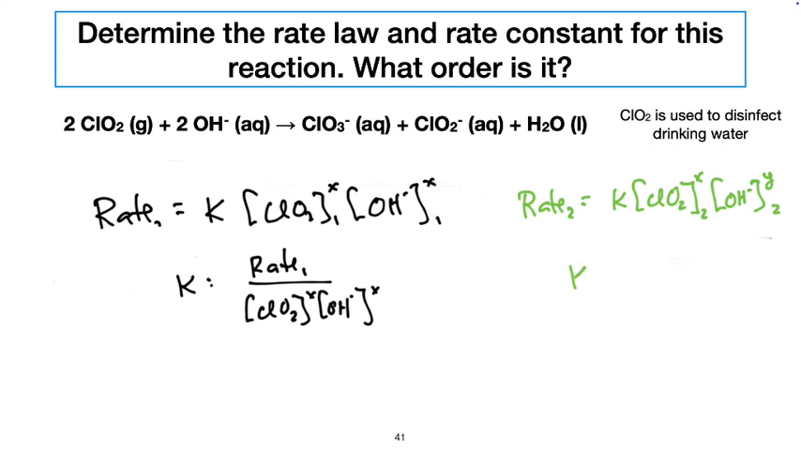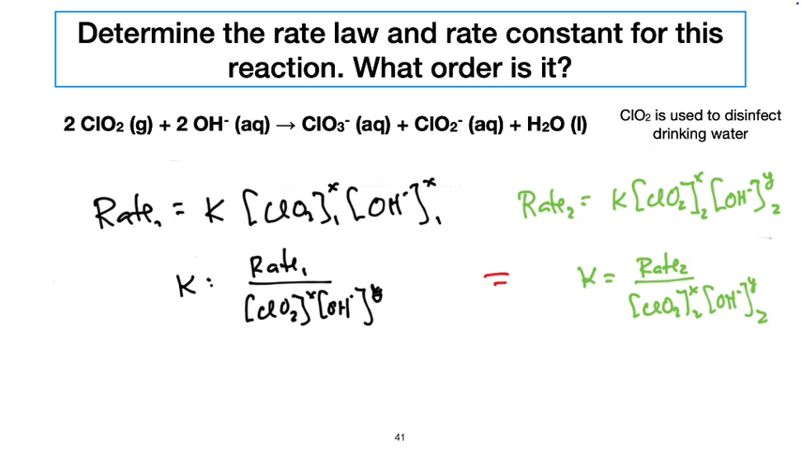I know a green one. K equals rate 2 over ClO2 2 to the X, OH minus to the Y 2. Yeah? Now what can I do? Set them equal, because the K's are equal. So I can erase that. Well, I don't even have to erase that K. I can just say these are equal to each other.